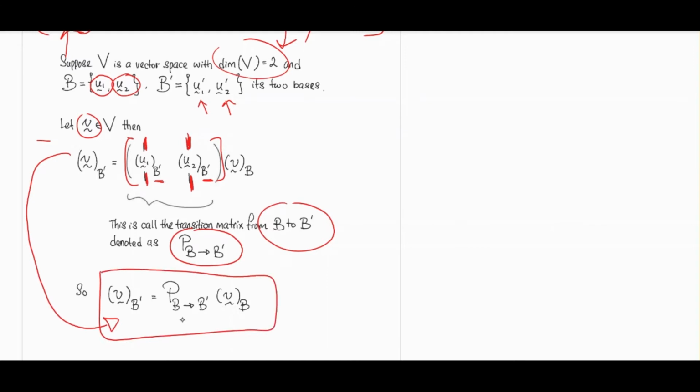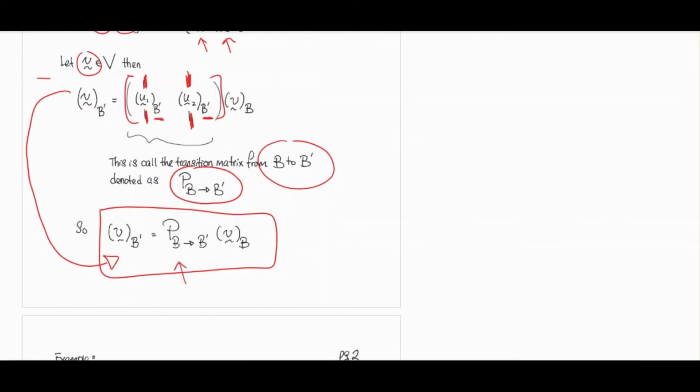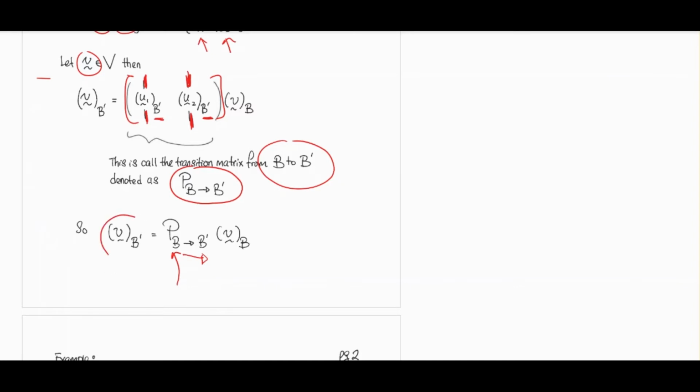This kind of notation is not created out of thin air. It is suggestive that if you put in the coordinates from basis B, it will transition to B prime, so you'll get the coordinates relative to basis B prime. That's why the arrow is pointing this way. Think of it kind of like a function. The input is the coordinates of a vector relative to basis B, and then this matrix is going to transfer it to the coordinates relative to basis B prime. Hence, this is the notation.